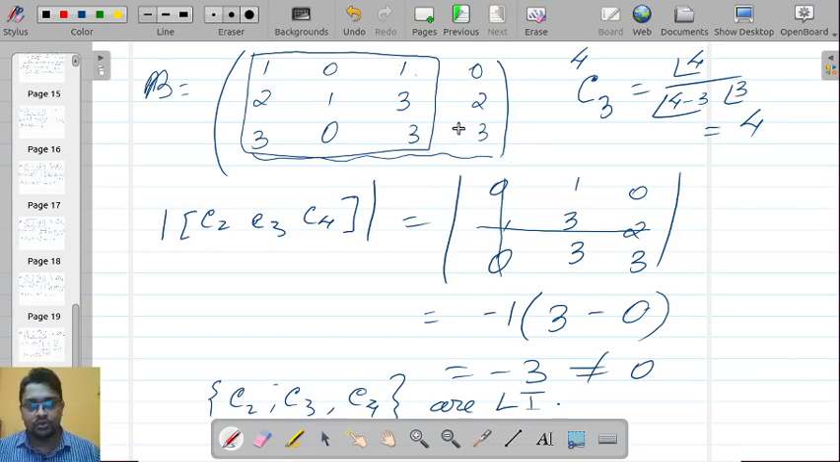So you have got it. This is how to check whether these columns are linearly independent or not.